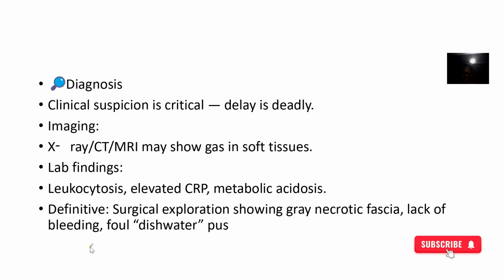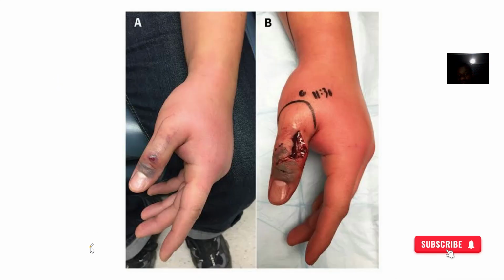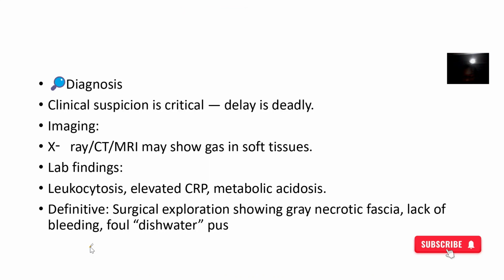Okay, so diagnosis, first of all, is by seeing the wound and suspecting it. Alright, they do x-rays, CT scans or MRI, which will show gas in the soft tissues. They do lab tests where you are trying to look at the levels of white blood cells, levels of C-reactive protein, and metabolic acidosis.